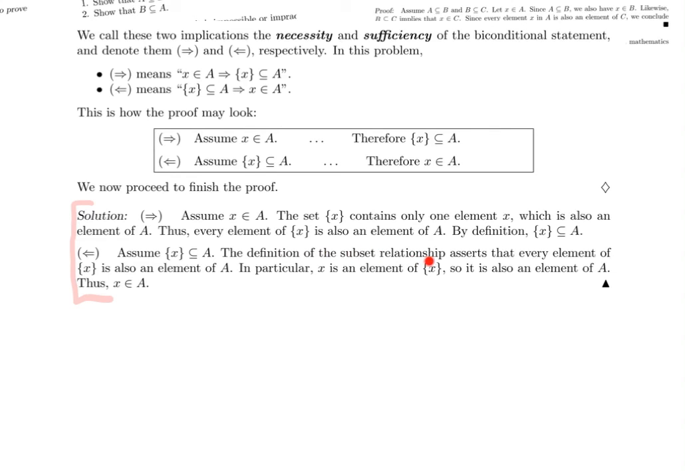Well, what does subset mean? It means that every element of the set containing X is also an element of A. But the only element in the set containing X is just X. Not that that matters. The main thing that matters is X is an element of the set containing X. Therefore, it's also an element of A. Thus, X is an element of A.